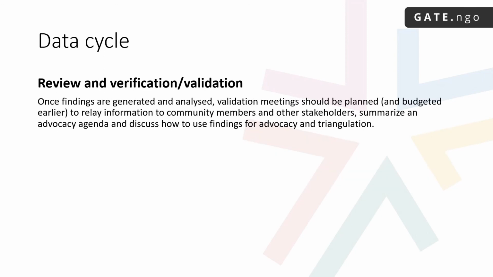Then you would move to review and verification or validation. So you might want to set up validation meetings, and these can be budgeted for as well. But this is an important stage. This is like the dissemination stage to relay information to community members and to decision makers as well, if they are part of the process with you, if they're co-creating with you. And you can also use this to discuss how you might want to use the findings for advocacy, and you can use it to triangulate the data as well with other sources.